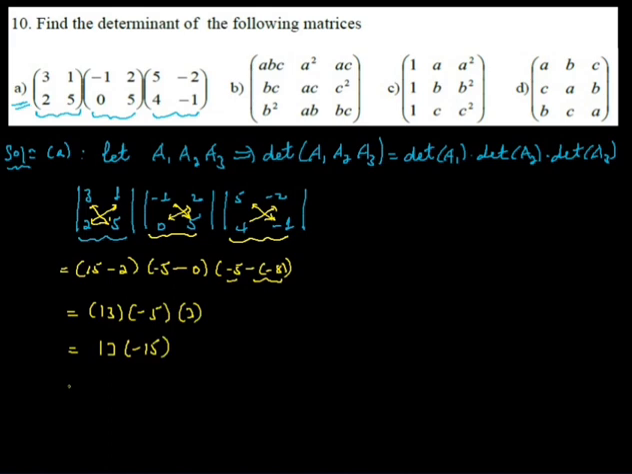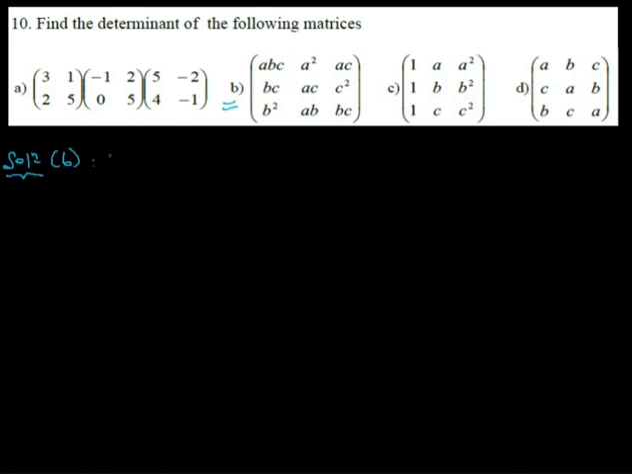When you multiply it, you get -195. So the determinant of the product of these three matrices is -195. On the B part, we will see what the determinant of this part looks like.